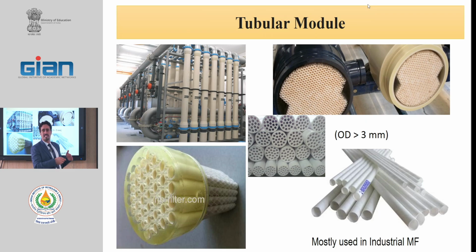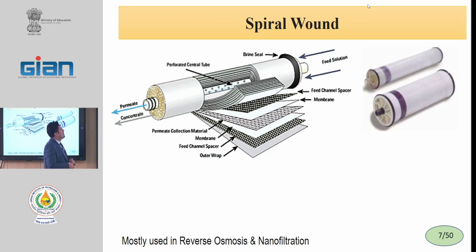The cleaning is easy with this method, but the surface area is low, and the fouling can be controlled by increasing the velocity and cross-flow speed. The third module, and the famous one, is the spiral wound membrane module, mostly used in NF, RO, gas separation, some MF, some UF.